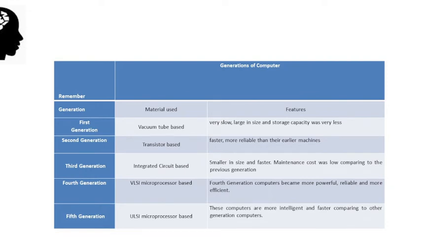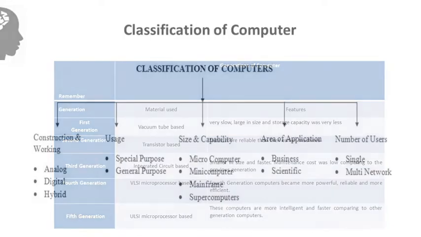The material used in the first generation is vacuum tube. In the second generation, transistors are used. In the third generation, integrated circuits are used. In the fourth generation, VLSI microprocessors are used. In the fifth generation, ULSI microprocessors are used. And the features are whatever we studied in the last slides. Those features will be given.